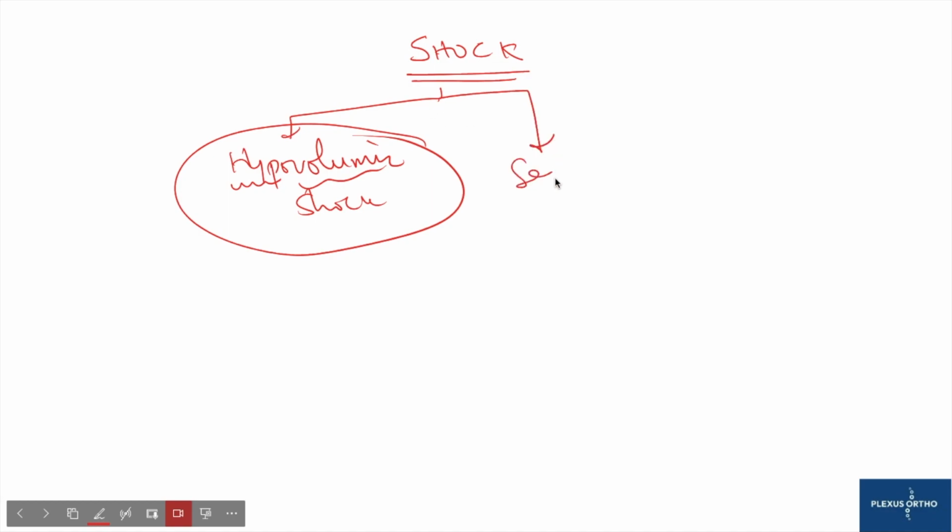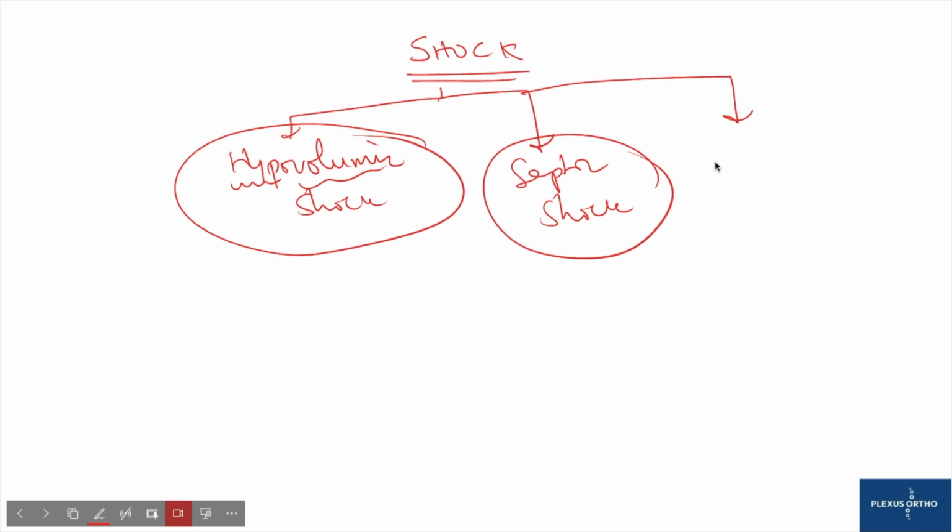The second most common type of shock that we see in orthopedics is septic shock. This is probably because of an infection or a bacteremia or some kind of inflammatory response in the body that causes a septic shock. Then we also have what is called a spinal shock, which we will learn more in detail in the spine trauma portion.